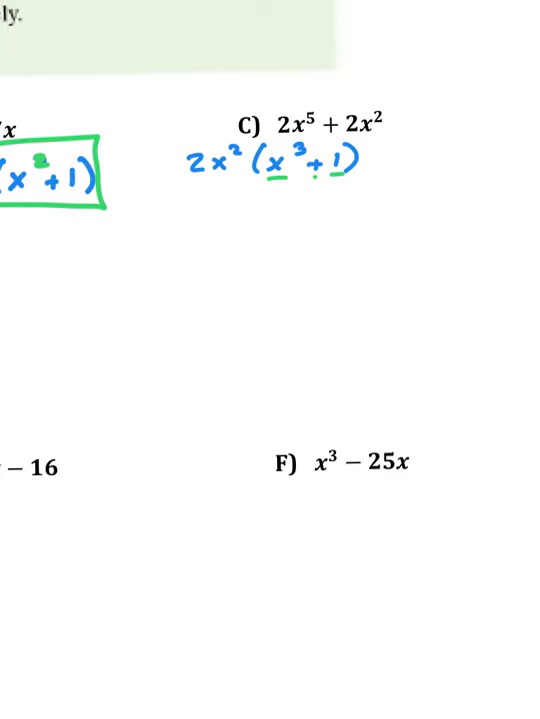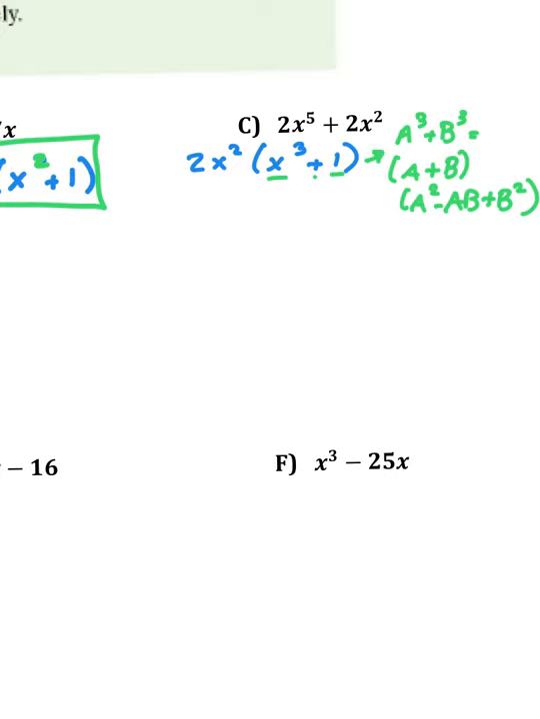So I will use the formula a cubed plus b cubed, which is a plus b, remember start with the same sign, times a squared minus ab plus b squared. So this will be one of the two formulas you should memorize for your exam coming up.